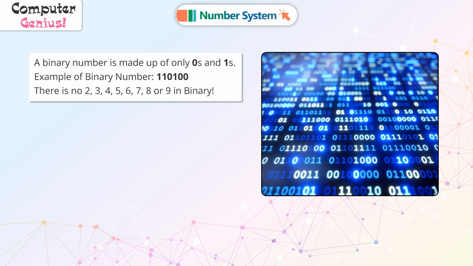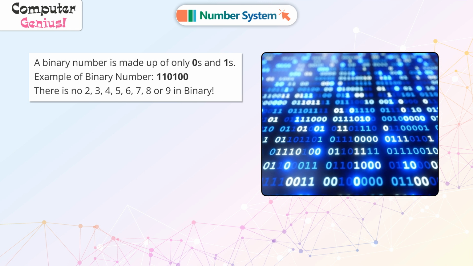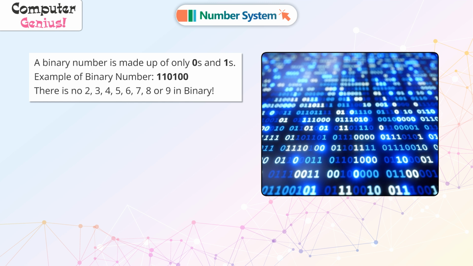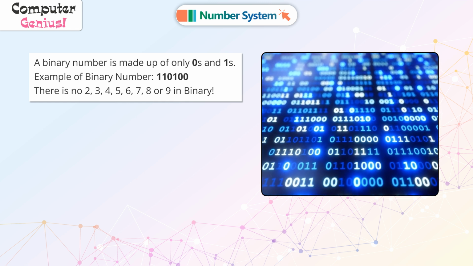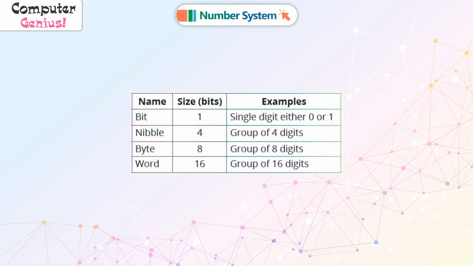A binary number is made up of only zeros and ones. Example of binary number: 110100. There is no 2, 3, 4, 5, 6, 7, 8 or 9 in binary.